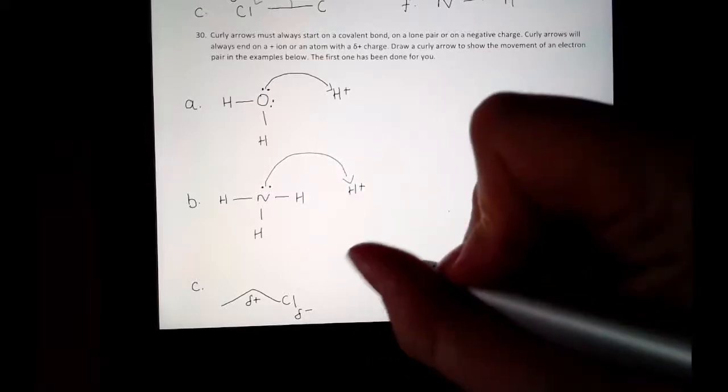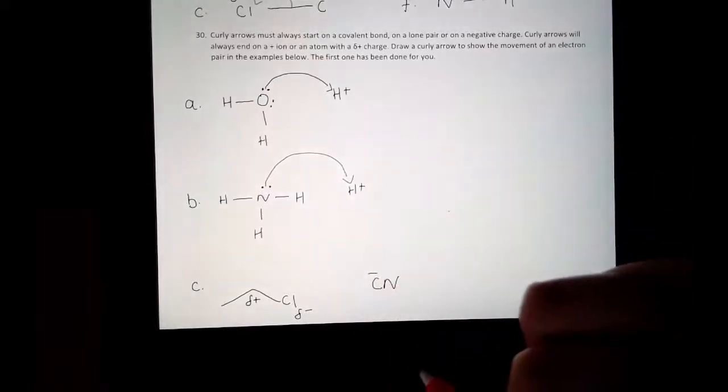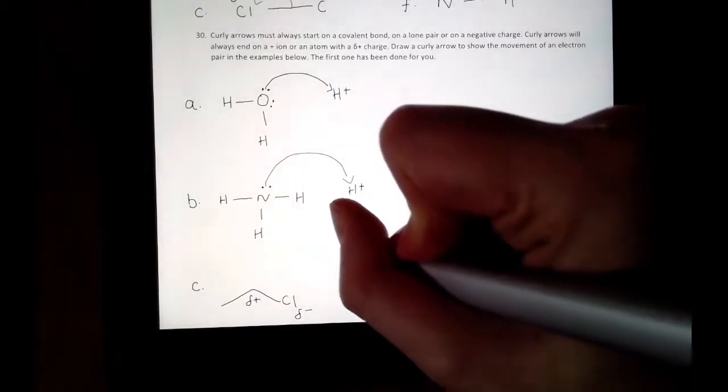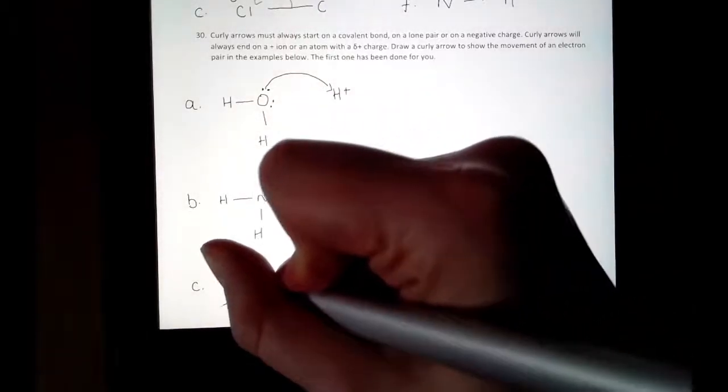The next one, I said I can also start it on a negative charge. So I'm going to start this time on the negative charge. I don't have anything positive, but I do have something delta positive. So that is where the arrow is going to end, starting on the negative charge, ending on the delta positive carbon.